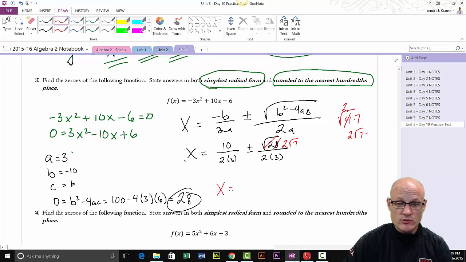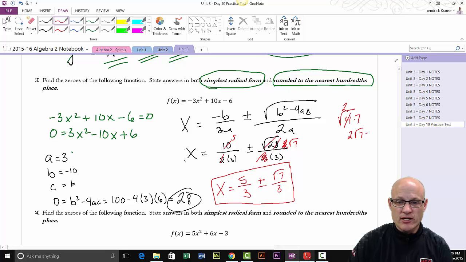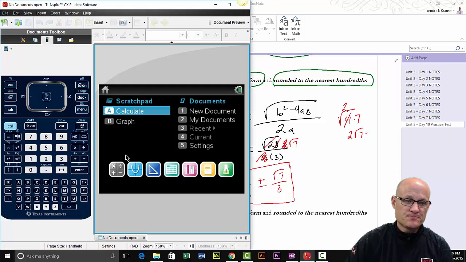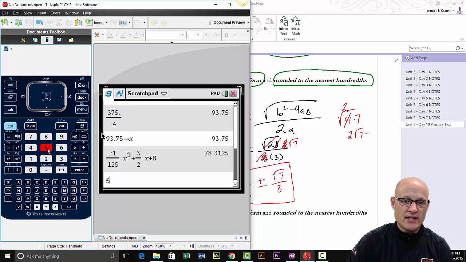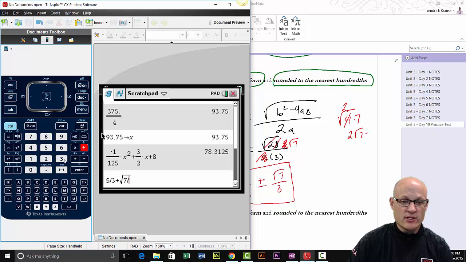So my answer is x equals, well, doesn't 2 go into 10 5 times? So this gives me 5 over 3 plus or minus, this 2 cancels with this 2, the square root of 7 over 3. And there is my non-decimal answer. Now to get the decimal answer, I'm going to have to go over to my calculator and do 5 divided by 3 plus the square root of 7 divided by 3. Now don't worry, I didn't put it in there in the exact, oops, that's got to get out of there. Divided by 3.